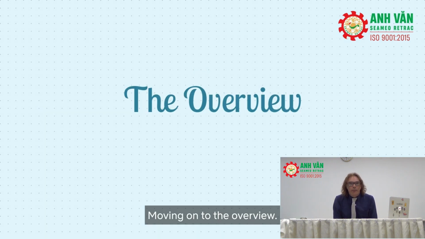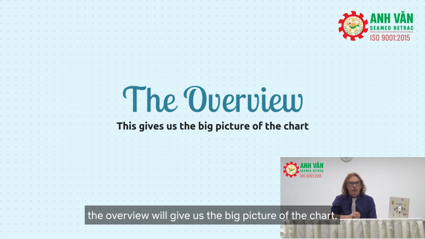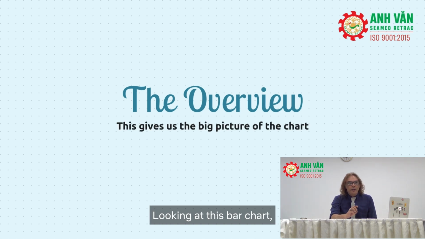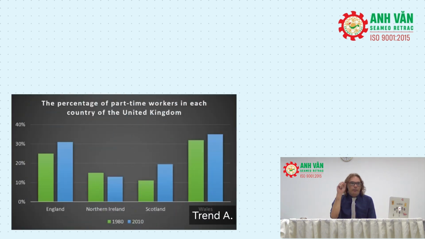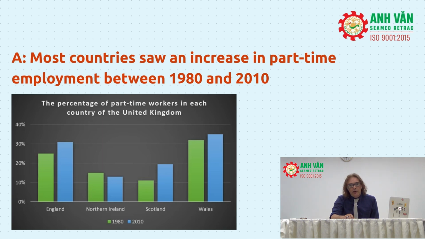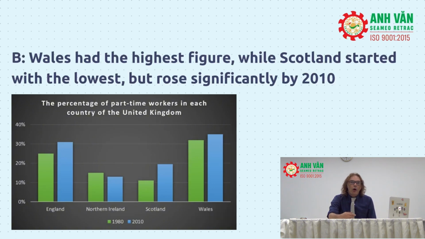Moving on to the overview. As we have known, the overview will give us the big picture of the chart. Looking at this bar chart, we can see 2 trends. Trend A. Most countries saw an increase in part-time employment between 1980 and 2010. Trend B. Wales had the highest figure, while Scotland started with the lowest but rose significantly by 2010.